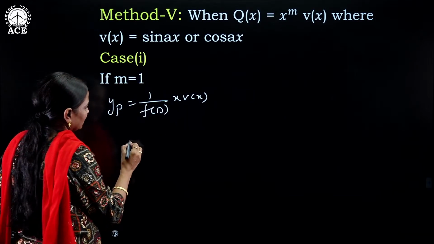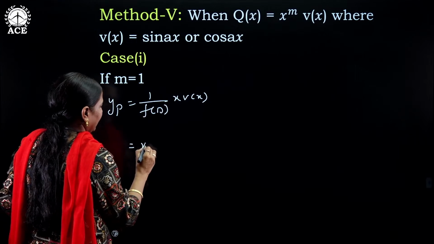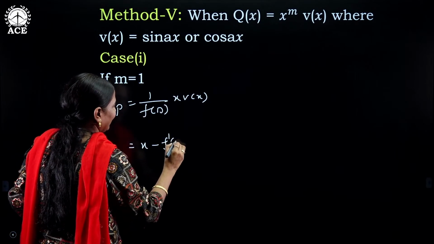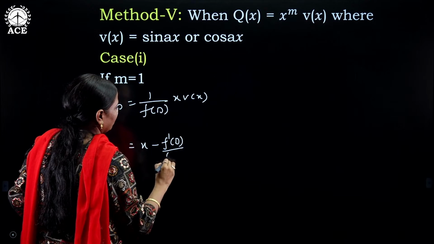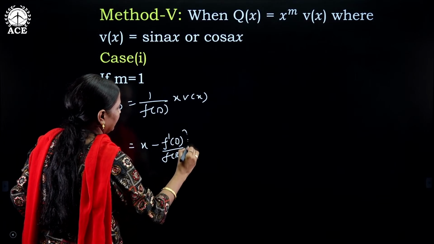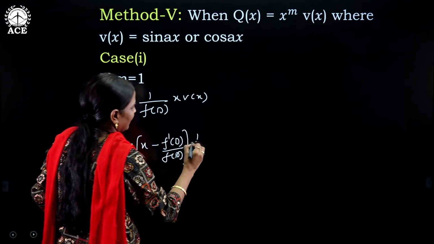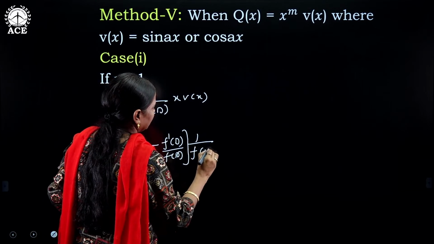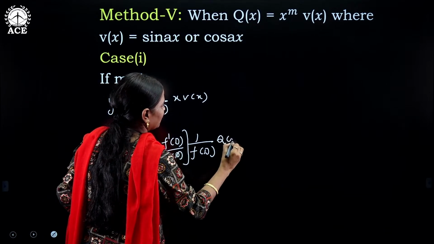So now here we have a direct formula for this one, which is x minus f dash of D by f of D, into 1 by f of D into Q of x. What is the Q of x here?